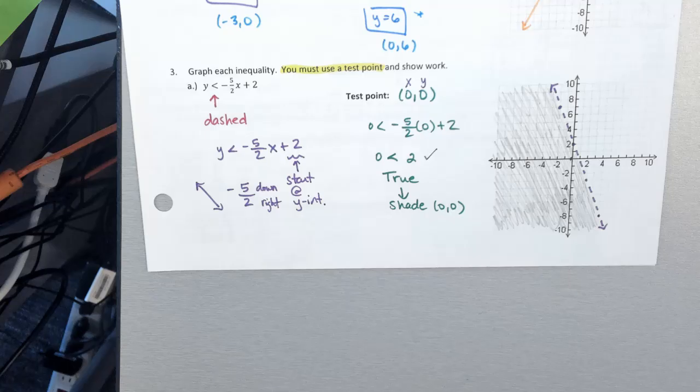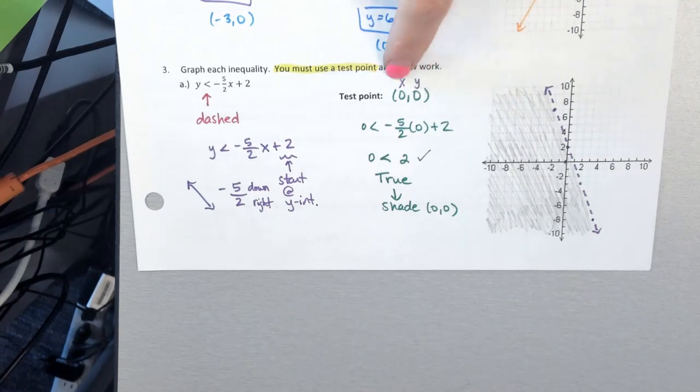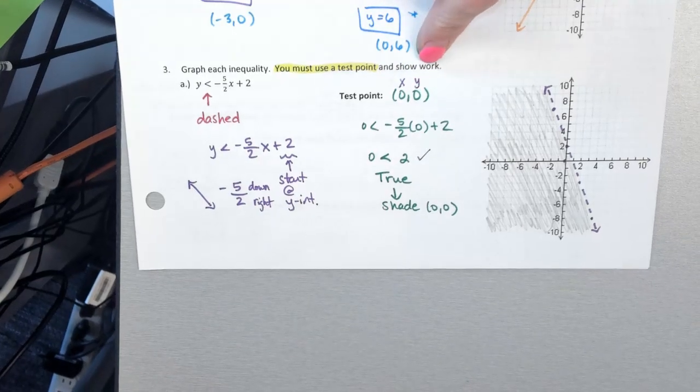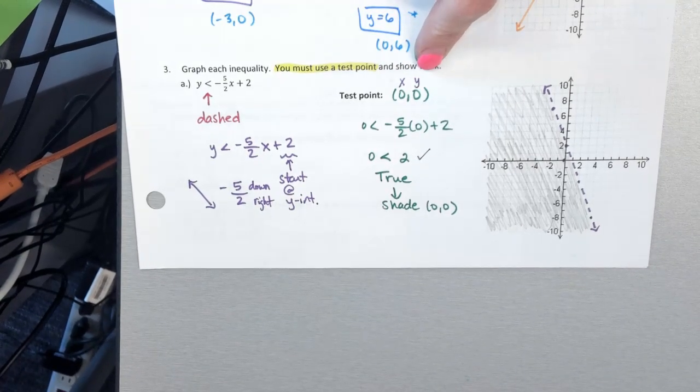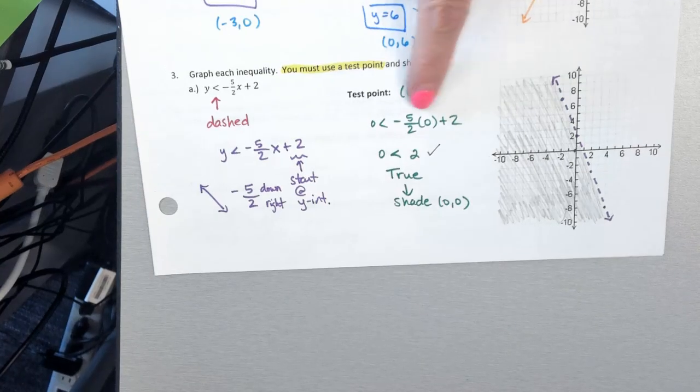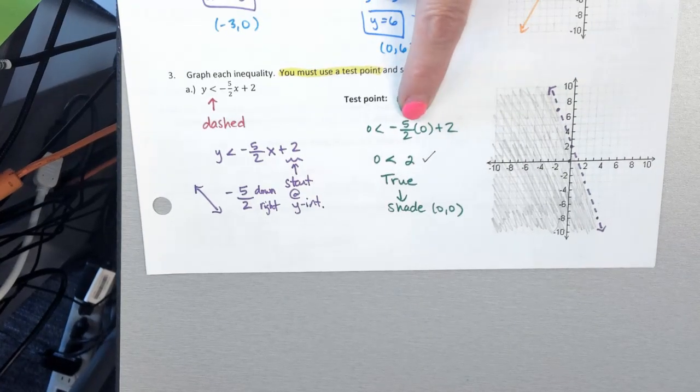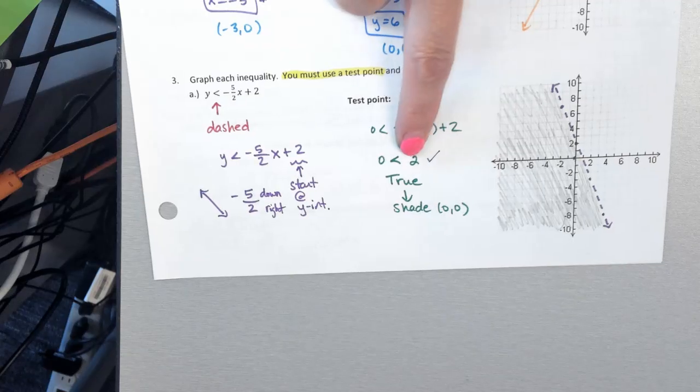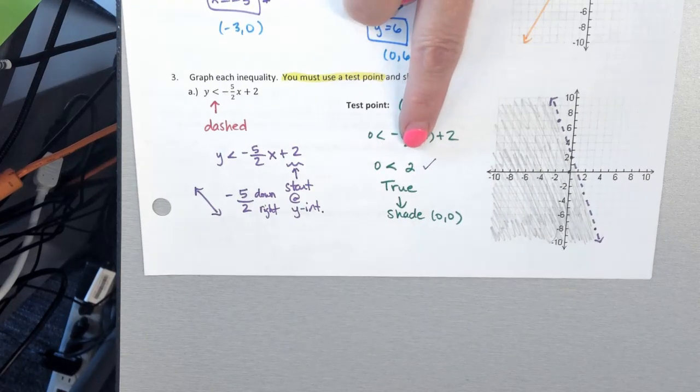You don't have to have that. You can just do it. Okay, what you do have to have is your test point. So you got to tell me what your test point is. So 0, 0 is the simplest one to use because when you plug in 0, right, this is going to be 0 plus 2. And then I need some indication on whether this is true or false.